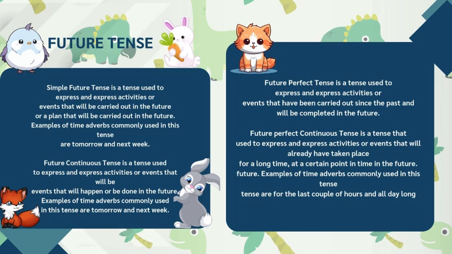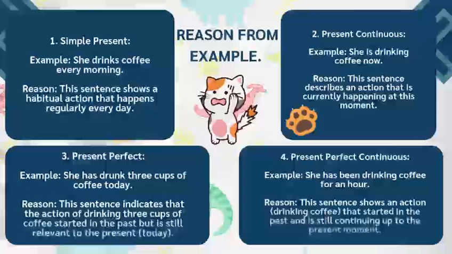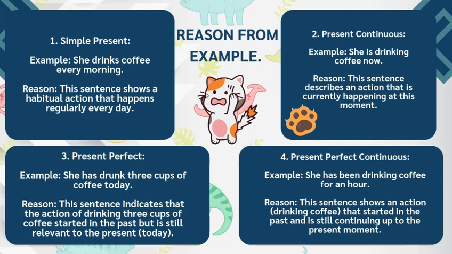Examples of time adverbs commonly used in this tense are last couple of hours and all day long. Okay everyone, so here we will explain the reason for all the examples of the three means of tenses. Reason from present tense example. The first, simple present. Example, she drinks coffee every morning. The reason, this sentence shows a habitual action that happens regularly every day.